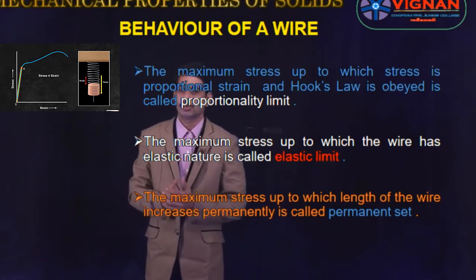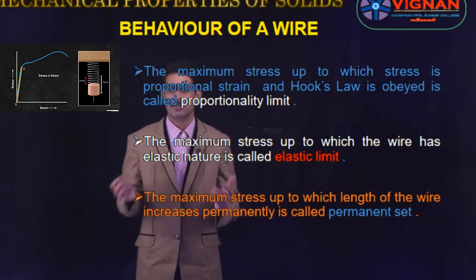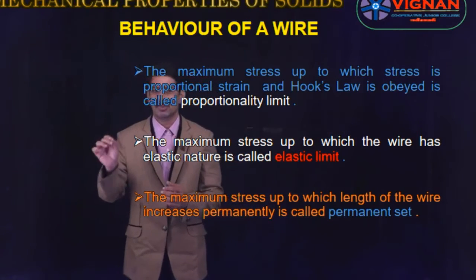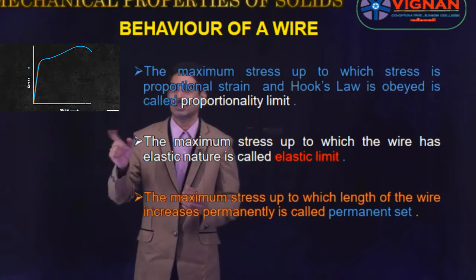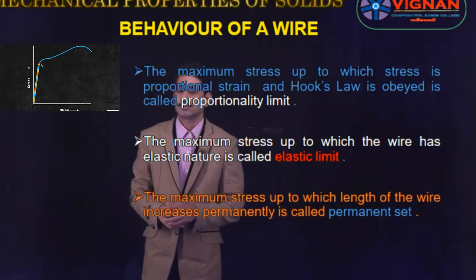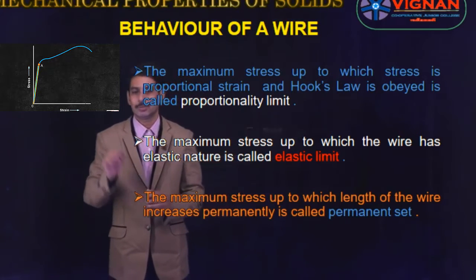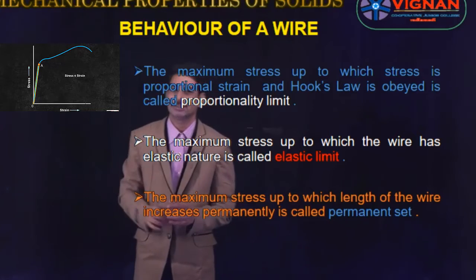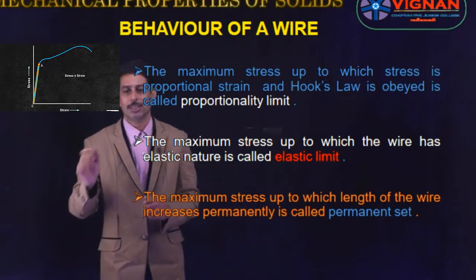So that is nothing but Hooke's law. Hooke's law is nothing but stress proportional to strain for small deformation. The maximum stress up to which stress is proportional to strain and Hooke's law is obeyed is called the proportionality limit. In the graph, up to this point it is a straight line, which indicates that stress is proportional to strain and Hooke's law is obeyed.